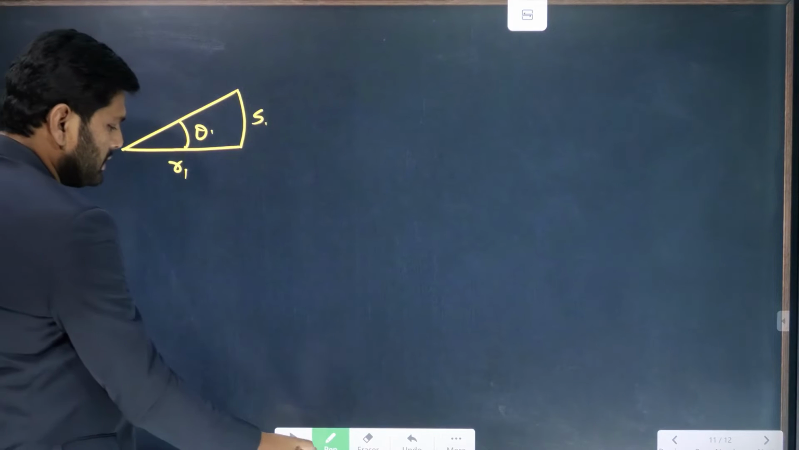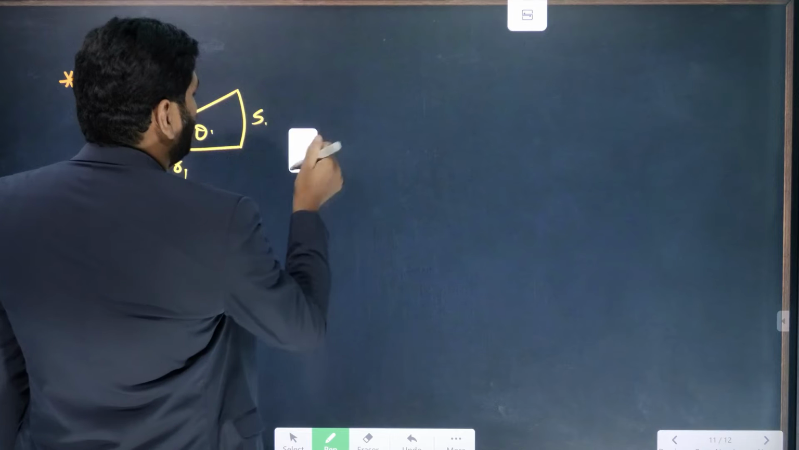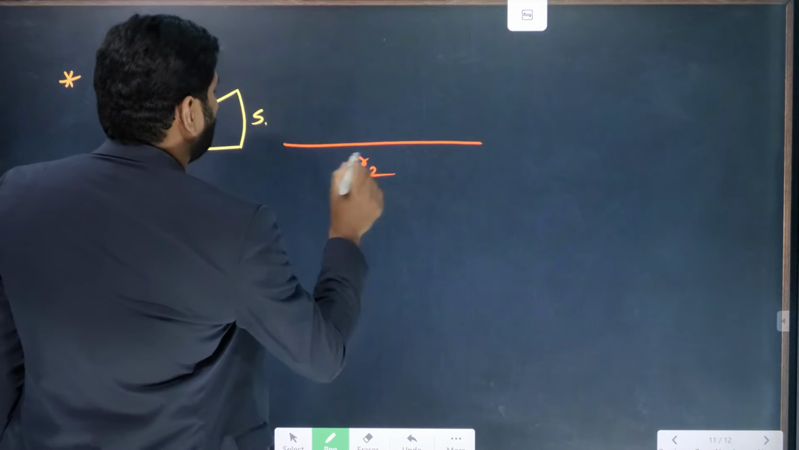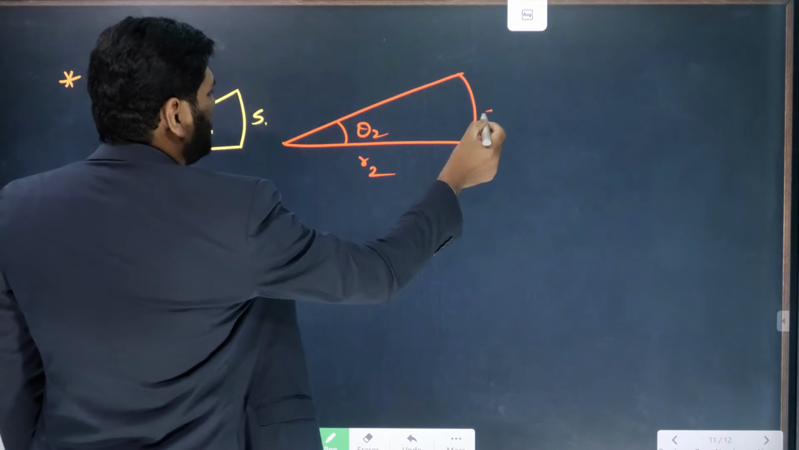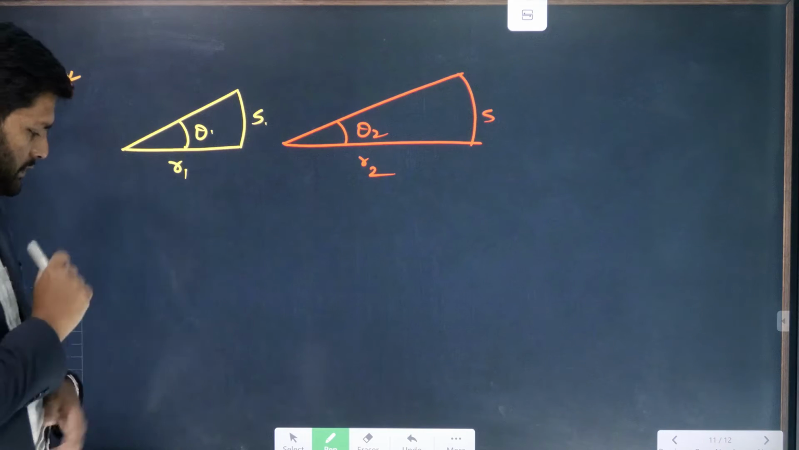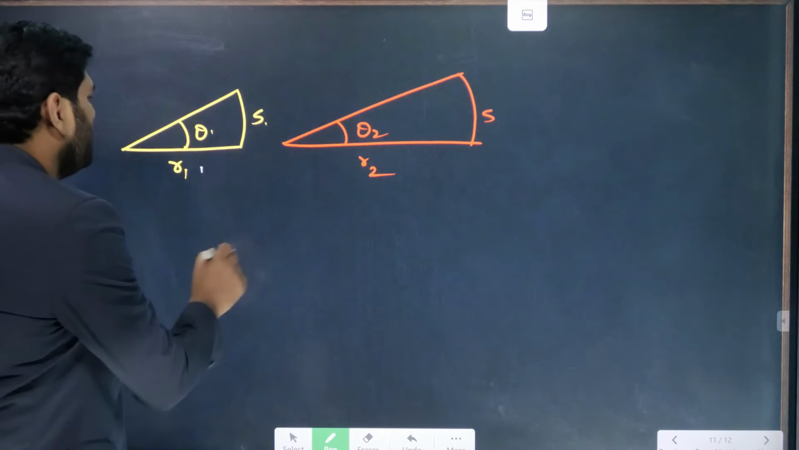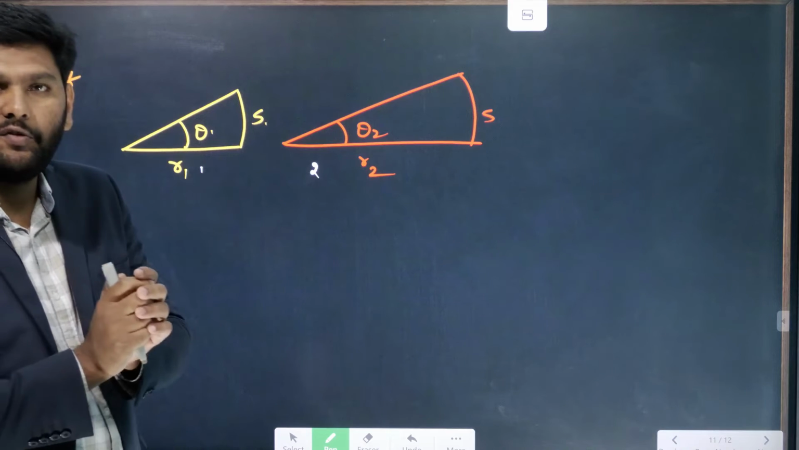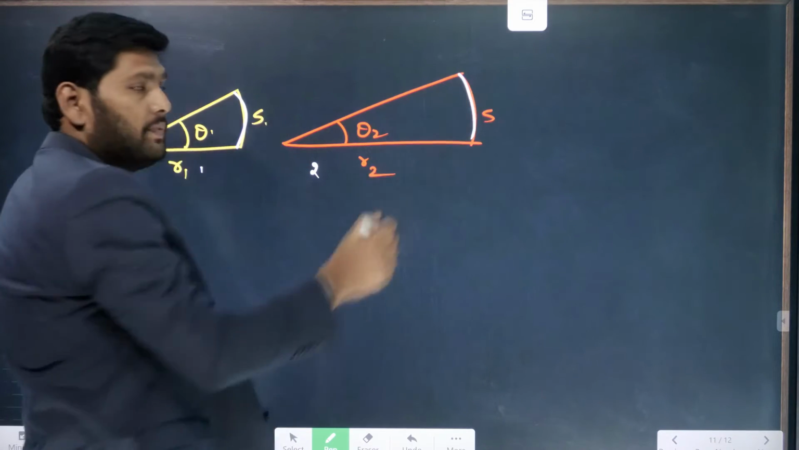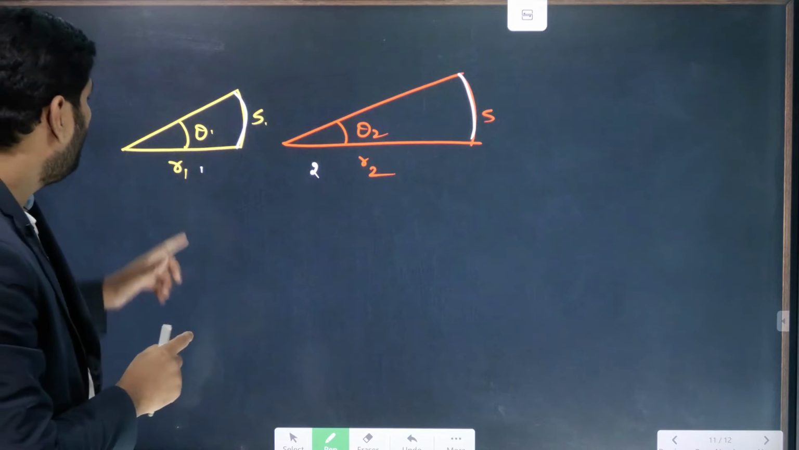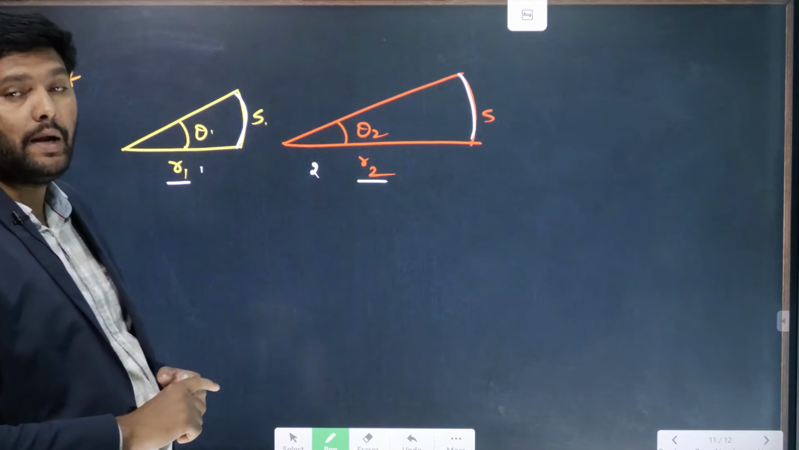Similarly, one more diagram is this. This is radius R2, and this is your angle theta 2, and in this case this is also S. But among the two situations, observe one thing. This is situation 1, and this is situation 2. In these two situations, the arc length is the same. But R1 and R2 are not the same.